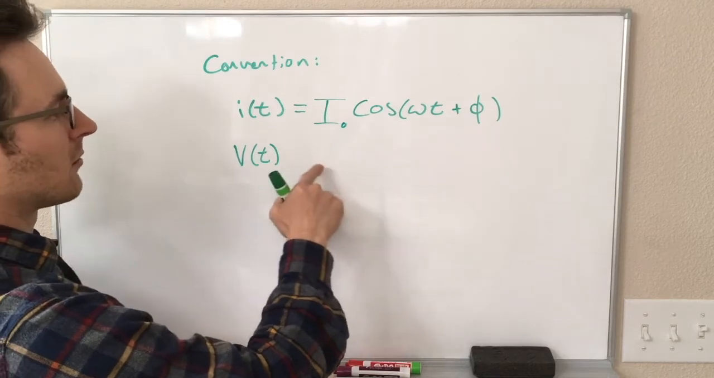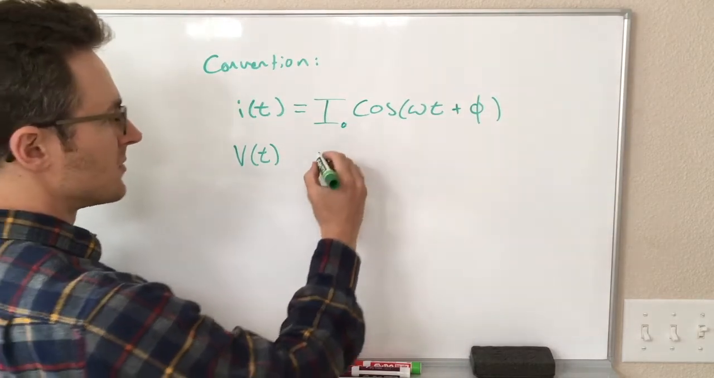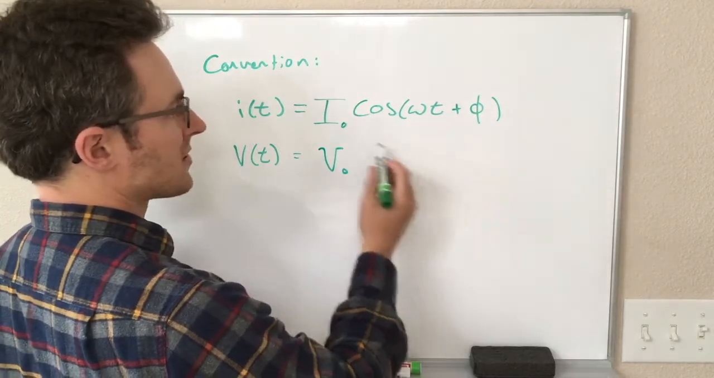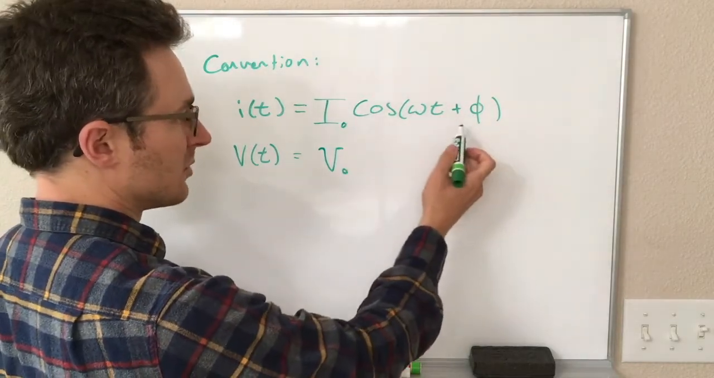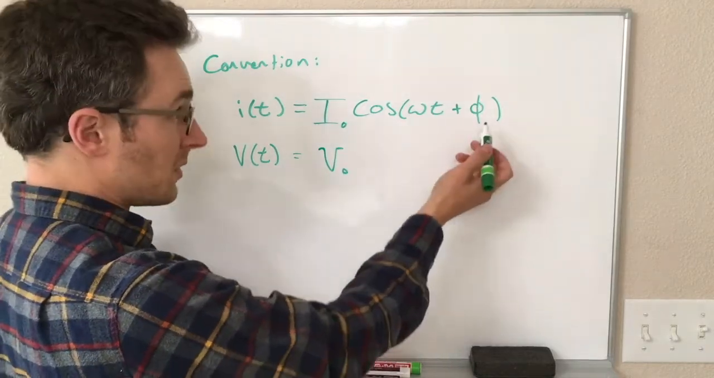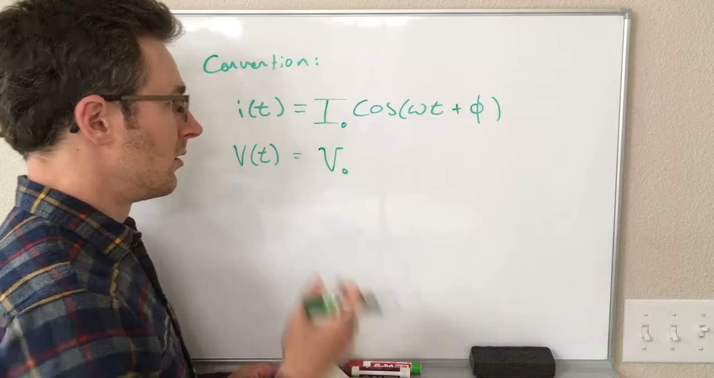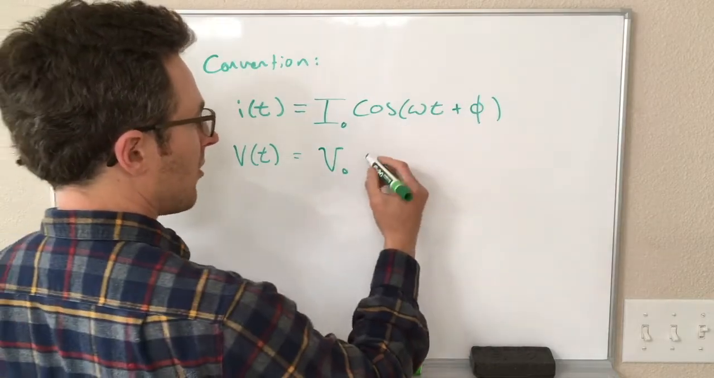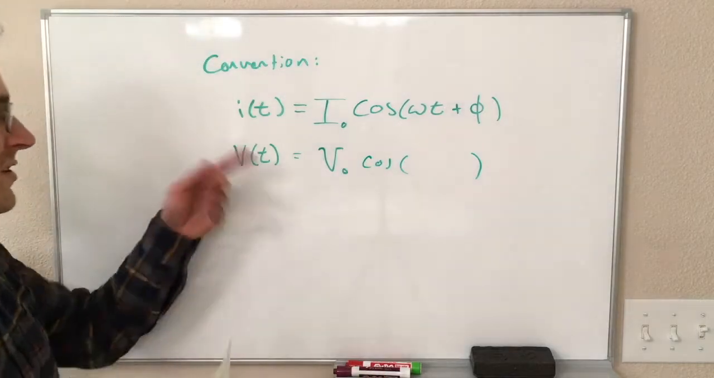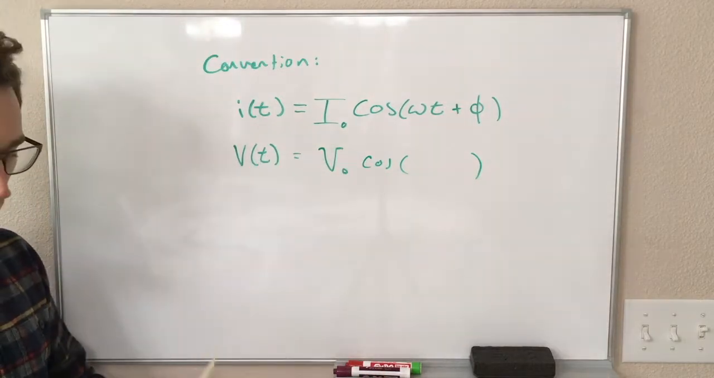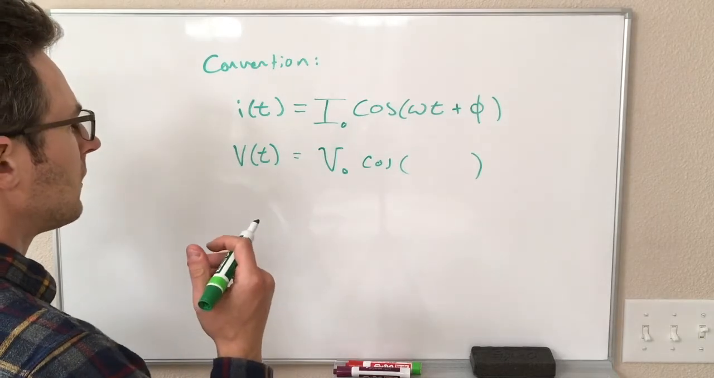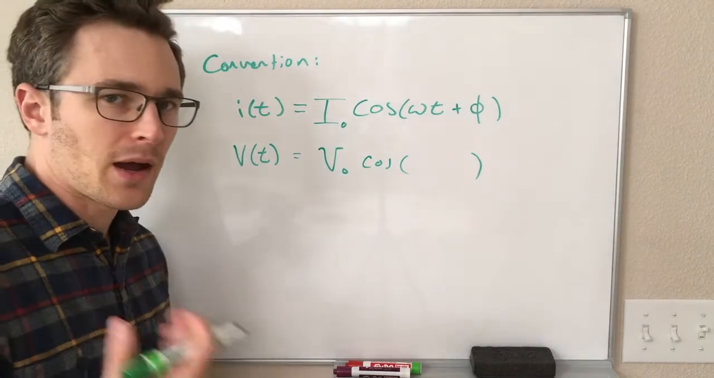V, I'm not going to write down right now. It's going to be capital V naught times some oscillating thing that doesn't have to be cosine of omega t plus phi. It could be cosine of omega t plus a different phi, or it could be the same phi if we're talking about the two being in phase. Anyway, so cosine of something. So we have these similar looking things. Capital letters here are denoting the amplitudes. Okay, so let's talk now about power dissipation.